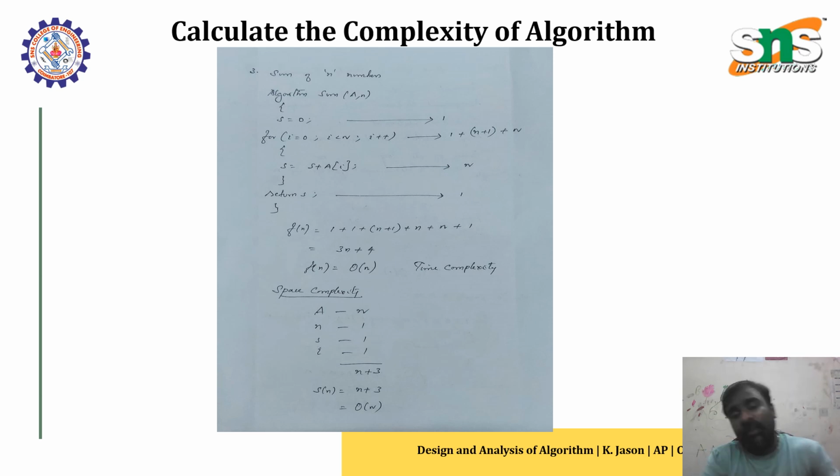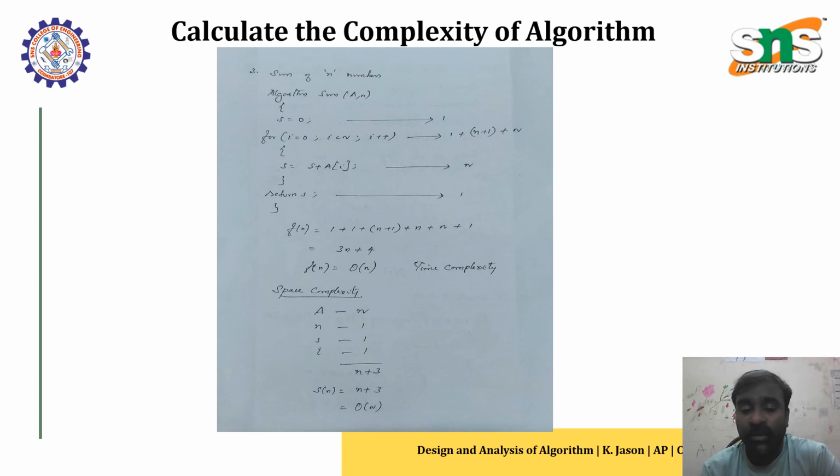Order of n. Here, for the same program, you have to find the space complexity. Go to the algorithm: algorithm sum of A of n. A is the array of n values. N is the size of the array, one time execution. So here you are using one variable, 1.